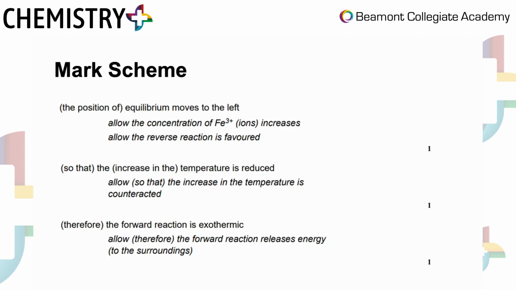So here's the GCSE mark scheme. The equilibrium moves to the left. The temperature is reduced, and the forward reaction is exothermic. We were looking for 3 marks. Remember, the words in the brackets are not necessary, and where it says allow, they can be your alternative answers. How did you get on?